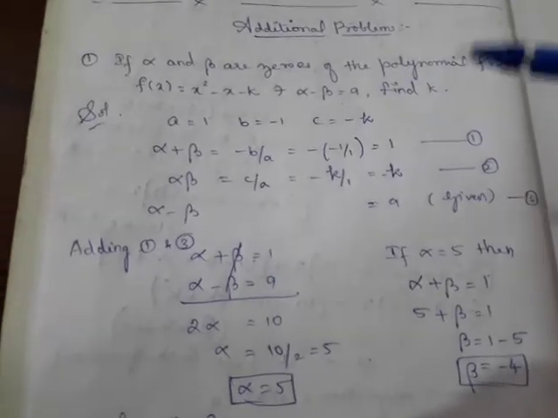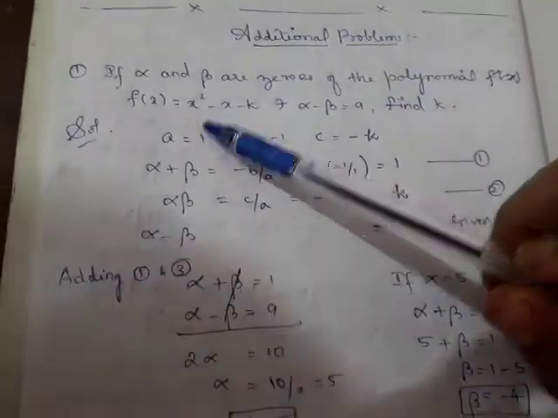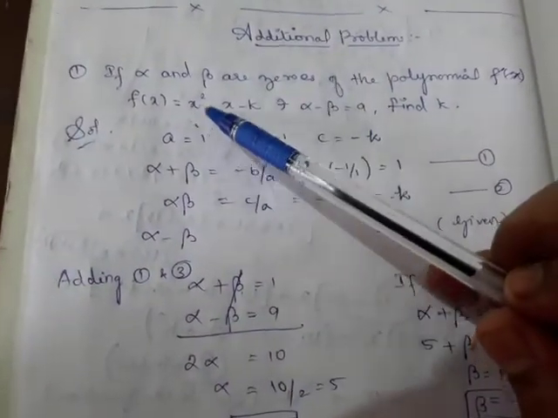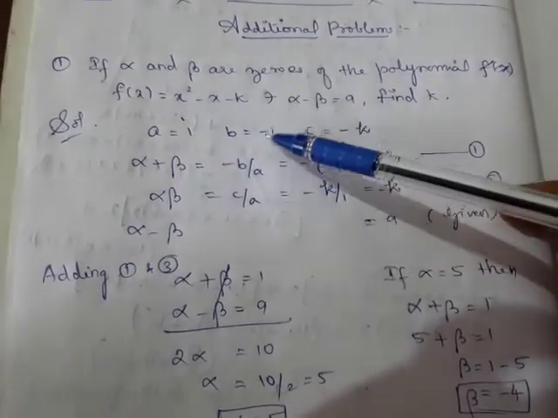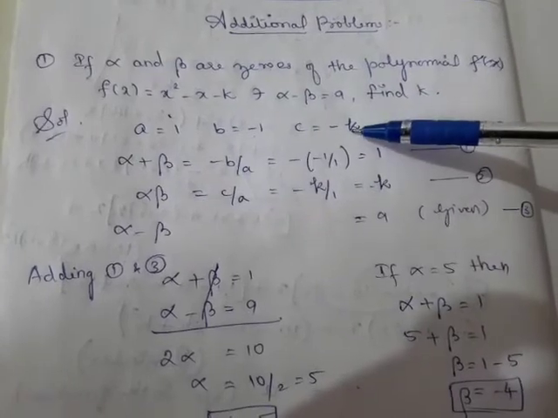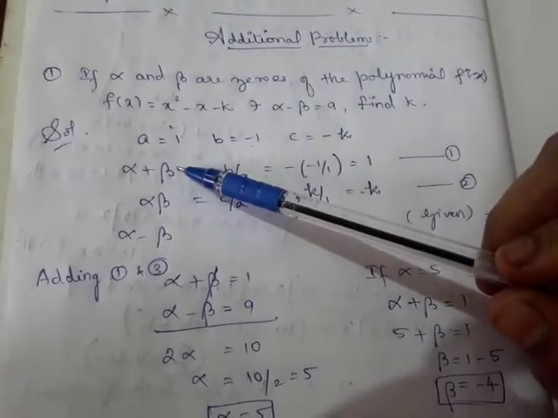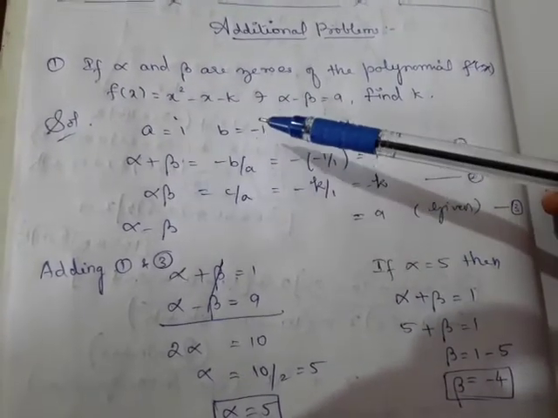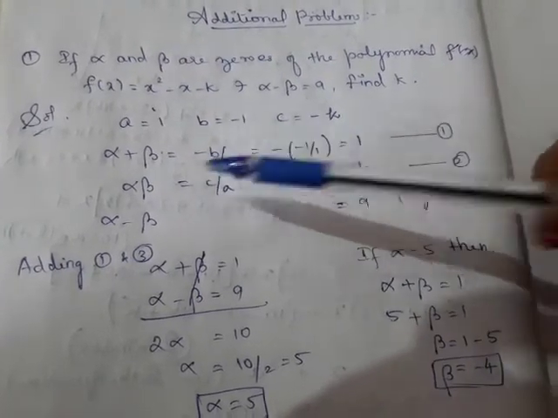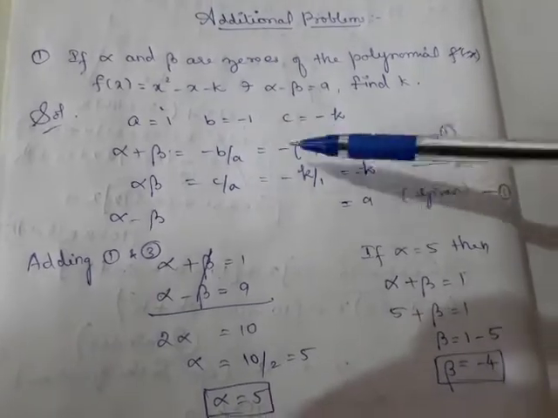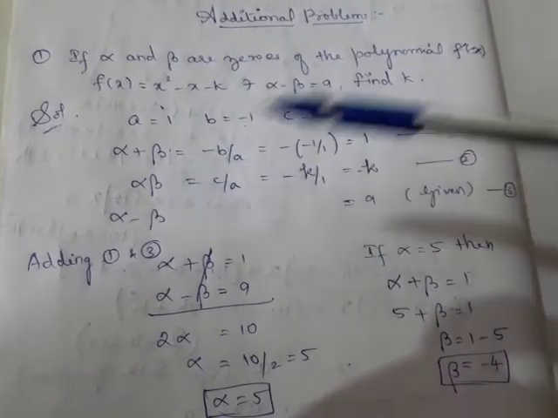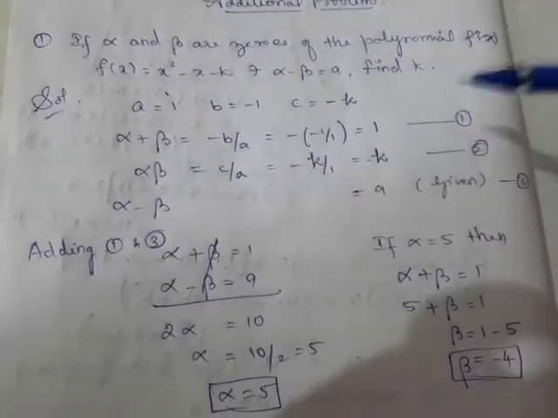Now let us see how we can solve this problem. As usual, the same procedure. First write what a, b, c are. a is the coefficient of x², b is the coefficient of x and c is the constant term. Alpha plus beta is minus b by a, so the value of b is minus 1, giving minus (minus 1) divided by 1, which is plus 1. And alpha beta is c by a, so minus k by 1.